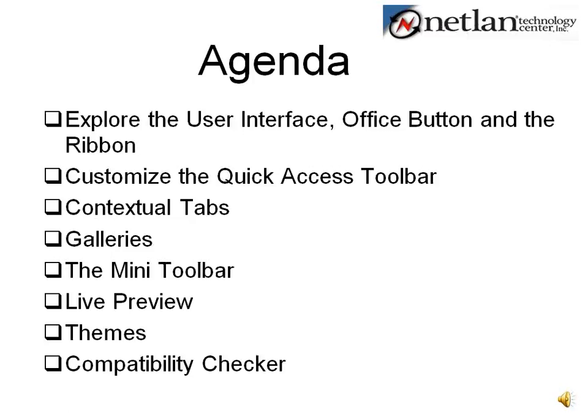We're going to be talking today about the following features, and our agenda will include: explore the user interface, Office button, and the ribbon. Also, we're going to talk about how to customize the quick access toolbar. We're going to work with contextual tabs, galleries. We're going to talk about the mini toolbar. We're going to talk about live preview when you create any object in 2007. We're going to talk about themes and the compatibility checker when we save an Office 2007 file, or Excel, for example, in a different format. So let's begin our session.